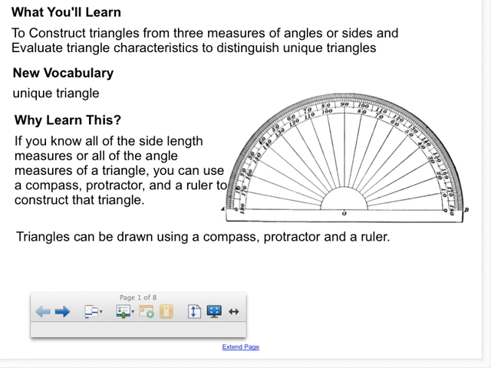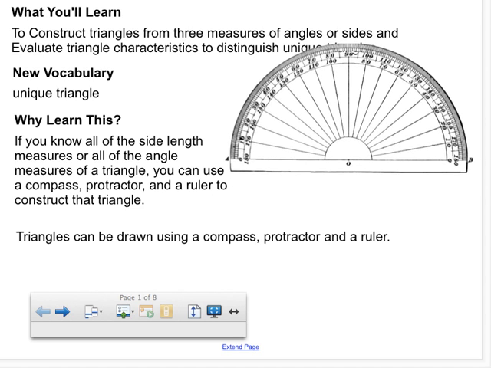Why learn this? If you know all the side length measures or all of the angle measures of a triangle, you can use a compass, protractor, and a ruler to construct that triangle. Triangles can be drawn using a compass, protractor, and a ruler.